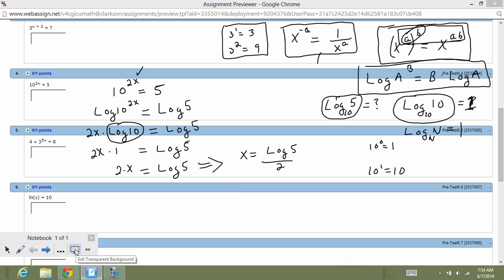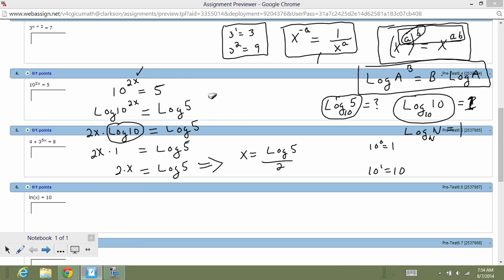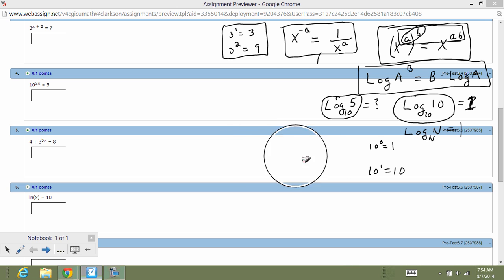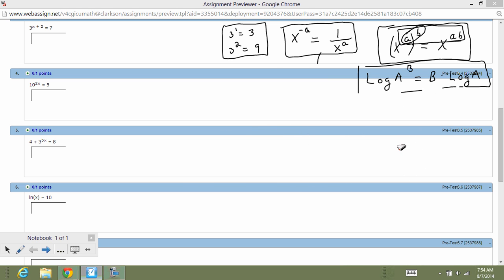We'll put one more in this video segment. We'll put in question number 5 and leave up our laws here in case we want to refer to them. And we've got what? We've got 4 plus 3 to the 5x power equals 8. Variable exponent, exponential equation. Okay.